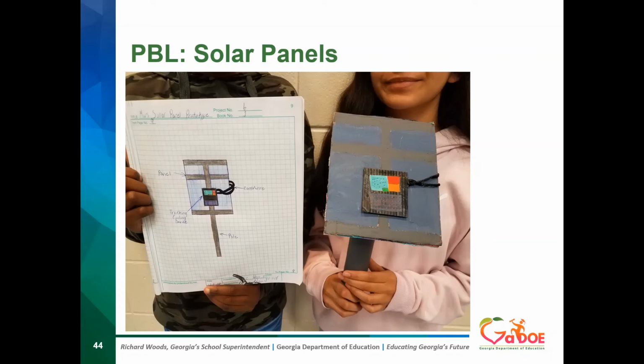Here's an example of a project-based learning assignment. In this project-based learning assignment, students had to determine how to build a solar panel that will be feasible for astronauts to use on Mars. So first the students had to sketch a prototype and label all its parts. Then several weeks later, the students had to build an actual 3D model of their solar panel using household materials.